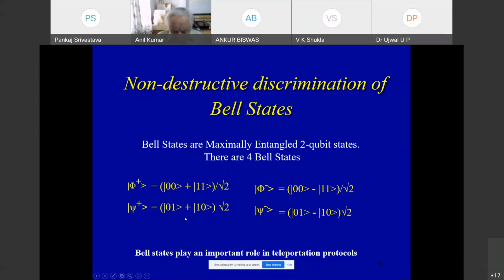These are the maximally entangled 2-qubit states, and Bell states play a very dominant role in quantum computing. So it's good to remember and learn what Bell states are and how to manipulate them. These are entangled states. They cannot be written down as single particle states. Okay, so this is very important. I've written this here: Bell states play an important role in teleportation protocols.